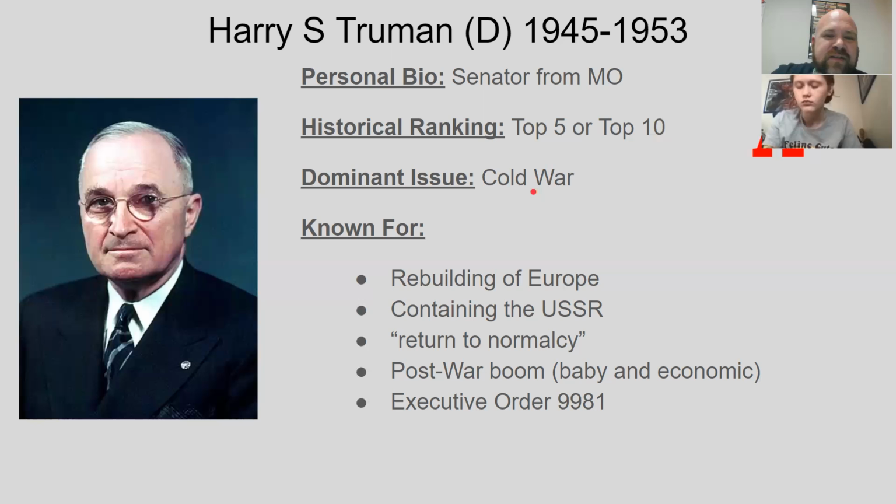So his dominant issue by far and away is the Cold War. Everything about his presidency is dealing with the Cold War. So at the end of World War II, he's having to return to normalcy. And so he's dealing with this idea that the entire world is now going to be cut in half between the Soviet Union and the United States, right? Most of the world has fallen apart. Most of the world is destroyed, right? And so he's left facing what do you do with a super powerful USSR, super powerful Soviet Union. So here's what you do.